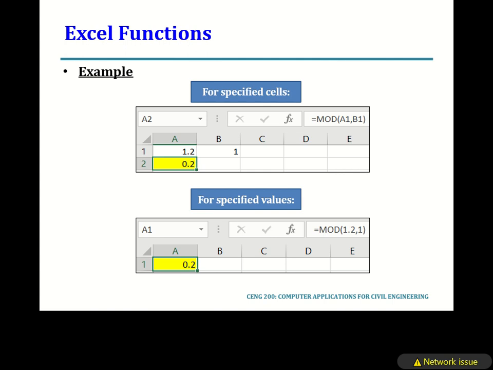Now in each case you can type the numbers yourself like I am doing here, or you can put the cell numbers. You can see the example for each case. Here I put the cell number A1, do A1 upon B1 and then give me MOD. And here I am putting the number myself, 1.2 comma 1.